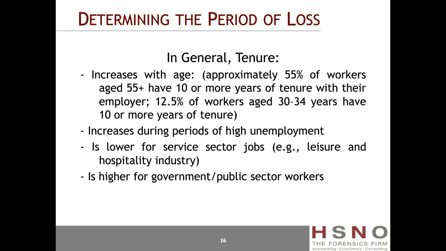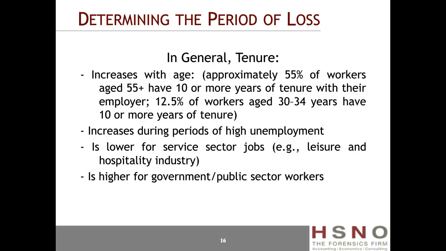Interestingly, during periods of high unemployment, people usually stay at their current job because it's harder to move. So if you had somebody who was terminated, say during the recession or something like that, the probability that they would have remained there longer is higher. People often erroneously assume that tenure gets shorter during periods of economic uncertainty, but that's not true.